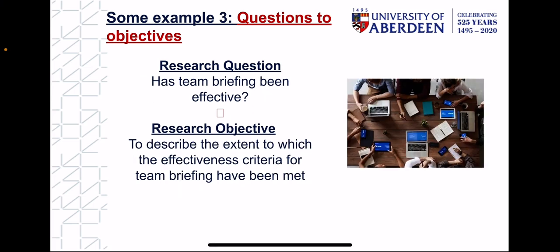Third example: has the team briefing been effective? The research objective here is to describe the extent to which the effectiveness criteria for team briefing have been met. So I think it's quite evident that there's a strong interplay between research questions and research objectives. As discussed, the research questions are the specific concerns that you want to answer, while the objectives are the statement of what you aim to achieve through your research.